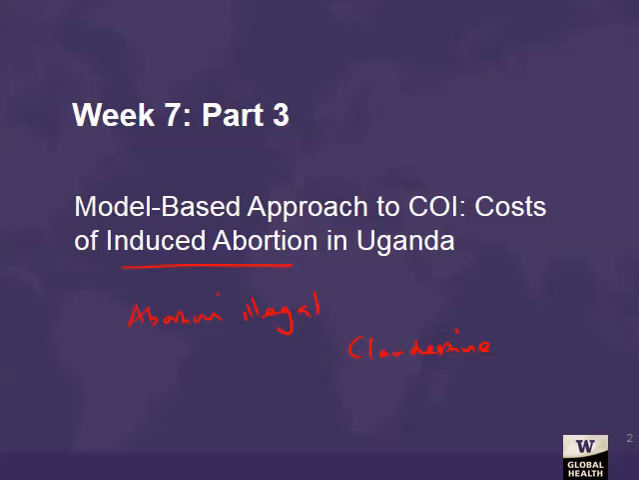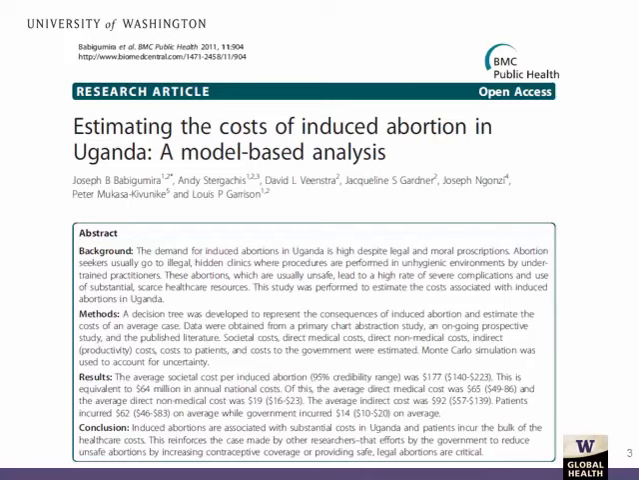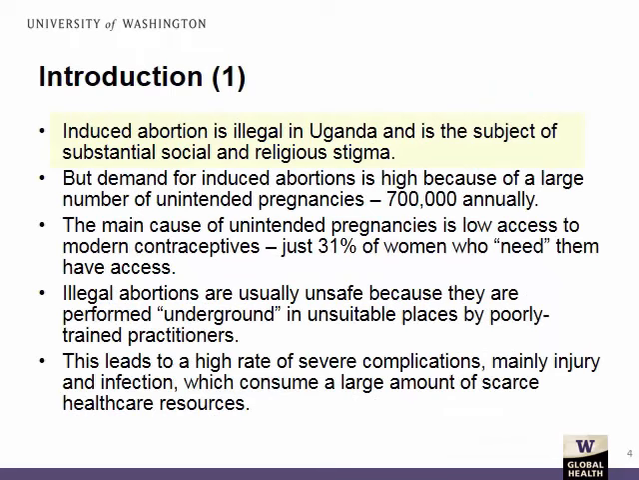So this paper was published in BMC Public Health, and I added it to your reading list. If you're so inclined, you might consider reading it. And since I was one of the co-authors, I hope that it's not too difficult of a read. So as an introduction, abortion is not just illegal in Uganda, it's also the subject of substantial social and religious stigma. But the problem is that the demand for induced abortions is high.